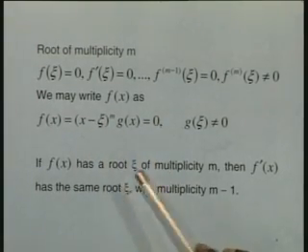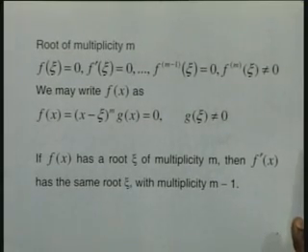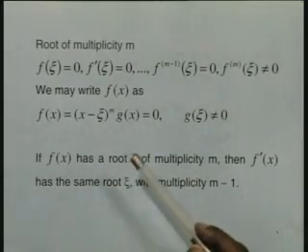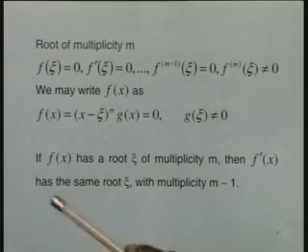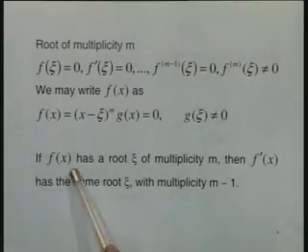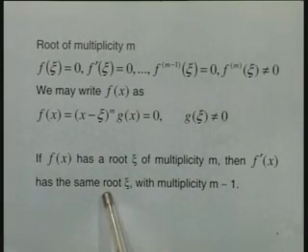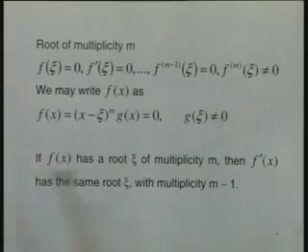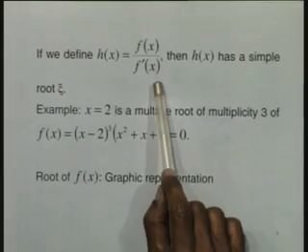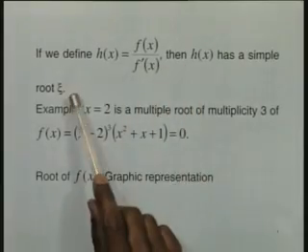We also gave an alternative definition for defining a multiple root, so that if you have a method to obtain a simple root, the same method could be used if we are able to construct a new function which also has a simple root. With that concept, we know that if f(x) has a root xi of multiplicity m, then its derivative has the same root xi but of multiplicity m minus 1. So if I now consider the ratio of these two functions, that is f(x) and f prime(x), then h(x) has a simple root xi.